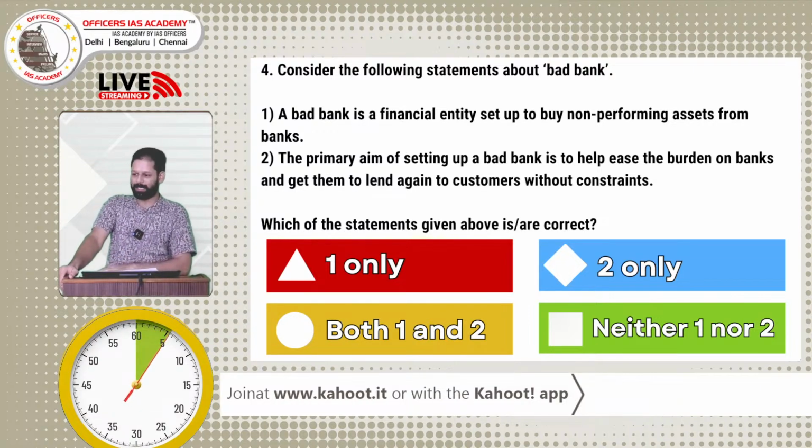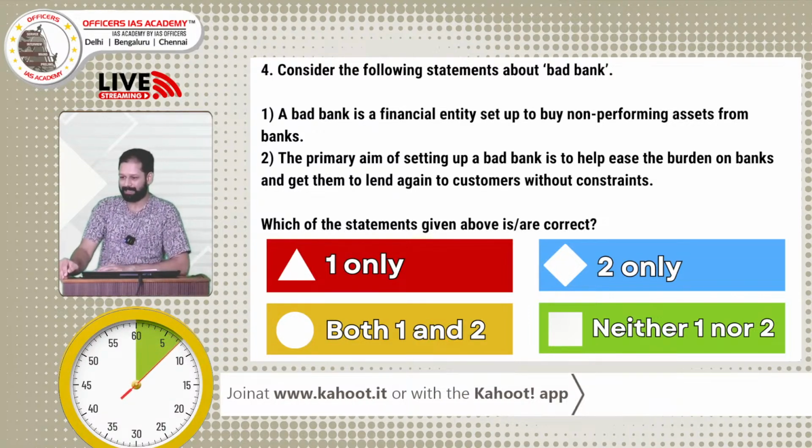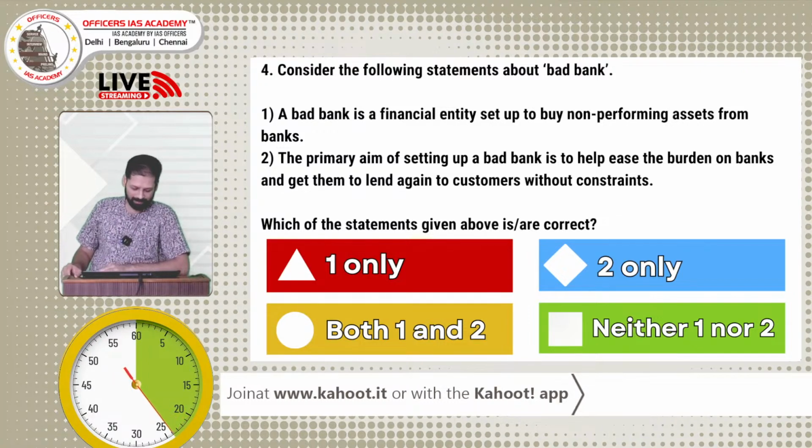Consider the following statements about bad bank. Right, you have 60 seconds for this question. A bad bank is a financial entity set up to buy non-performing assets from banks. The primary aim of setting up a bad bank is to help ease the burden on banks and get them to lend again to customers without constraints. Both look legitimate. Right? I don't think any of these statements can be incorrect. I'm giving out a clue, but you can decide for yourself.